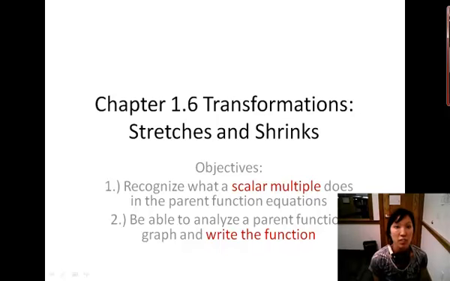This video is a continuation on the 1.6 transformations of parent functions. We're going to be focusing now on two more transformations, stretches and shrinks. When you walk away from this video, there are two objectives that you need to pay attention to. You need to be comfortable with recognizing what multiplication does in the equations of these parent functions. What does the multiplication do to the graph?